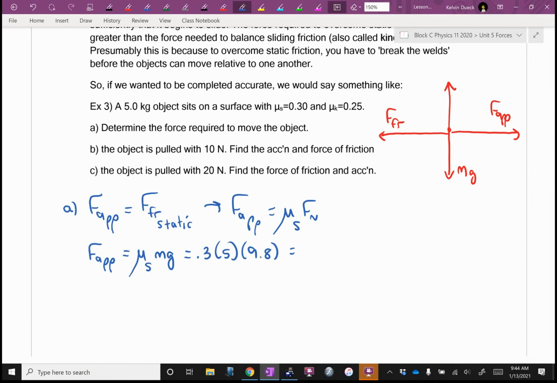I can probably do this in my head. 5 times 9.8 is 49. 49 times 0.3, it's going to be 12 plus 2 points. 14.7? Okay. What if I pull with 14.6 newtons? What if I pull with 14.5 newtons? Okay. So, B. What if I pull with 10 newtons?